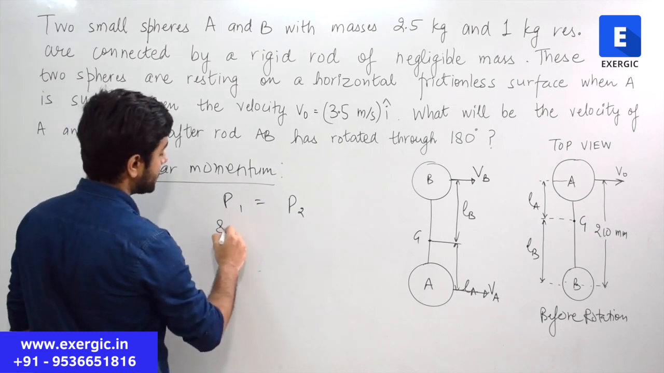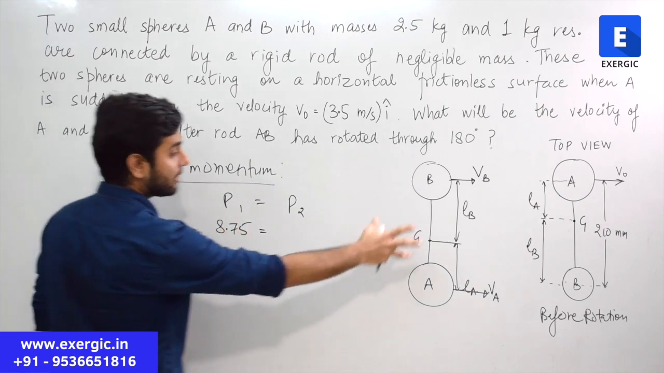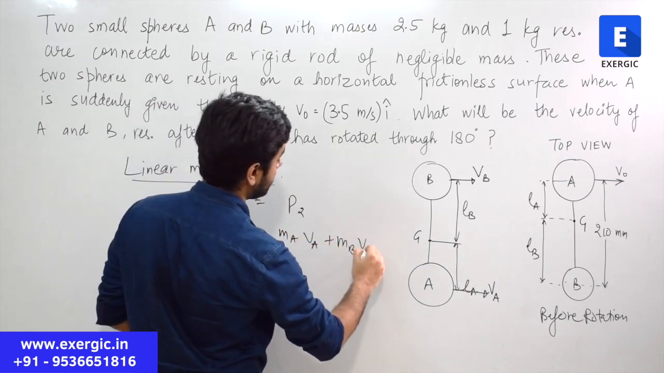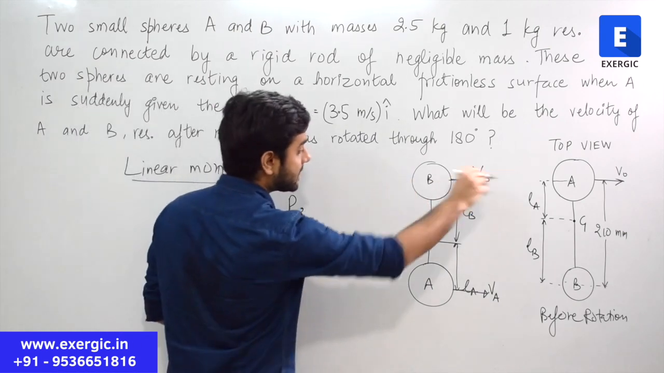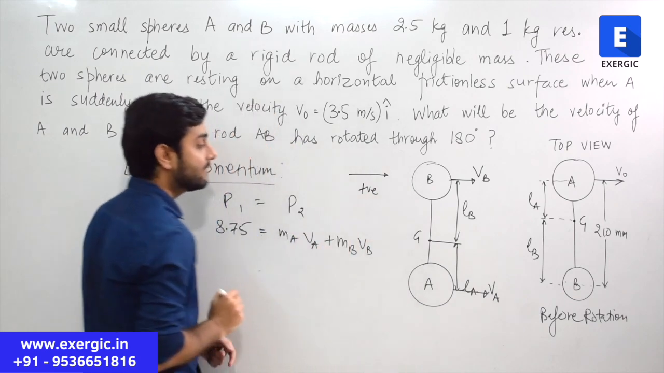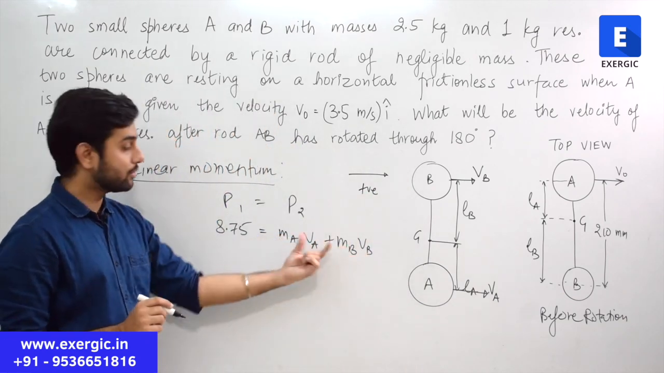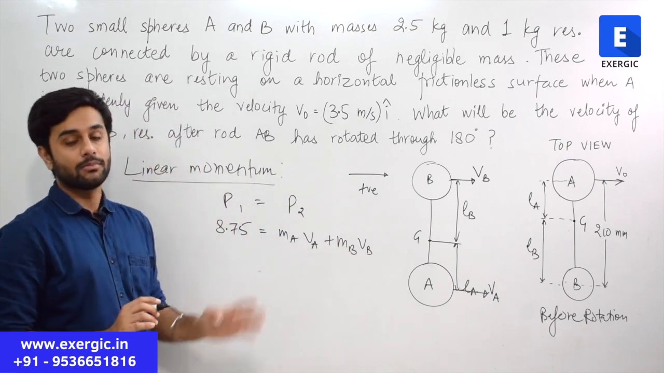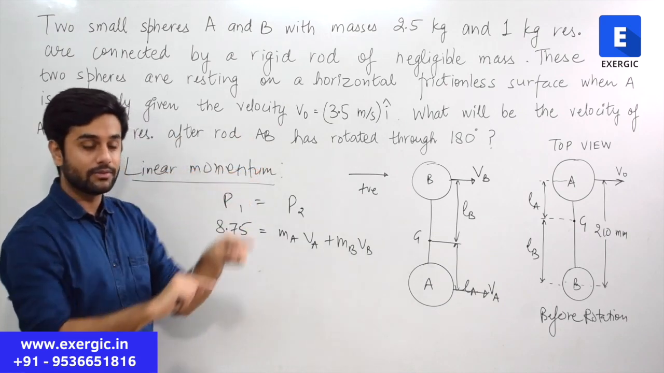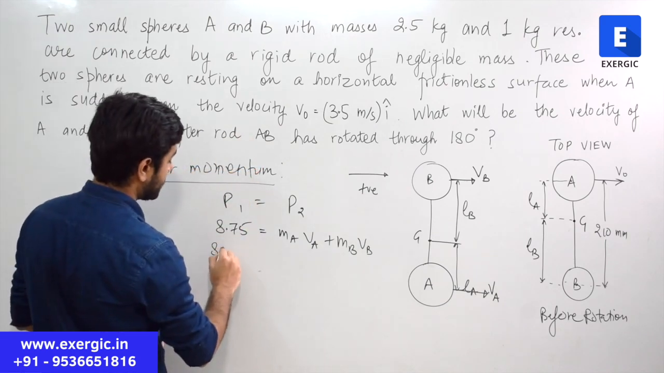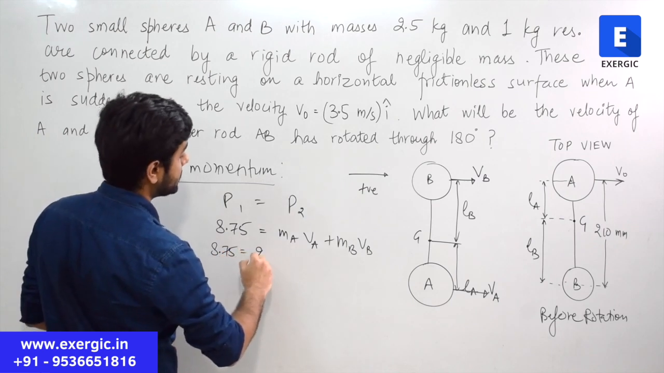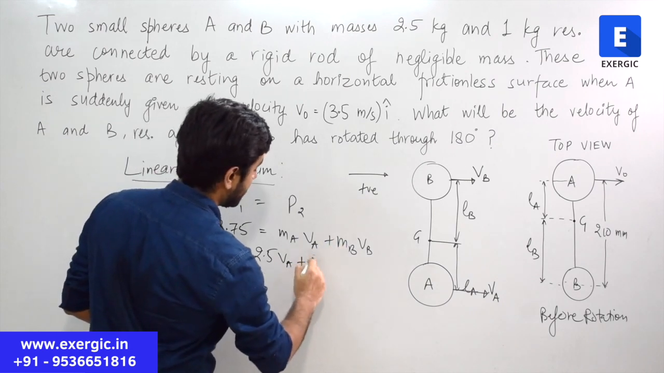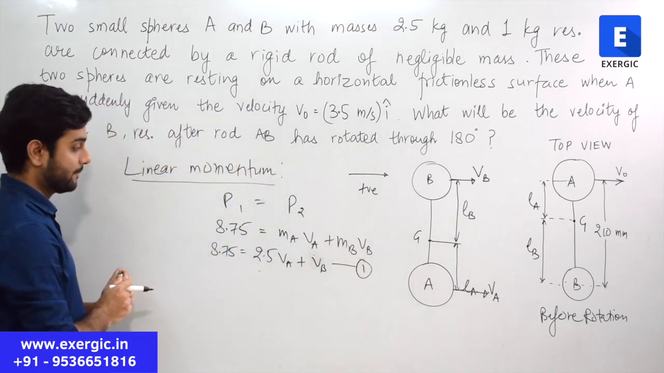as final one. Initial is 8.75, final one for this case will be MA VA plus MB VB. Since both of them we have considered in the same direction, and this direction we are taking as positive, both of them will be positive, right? Both VA and VB are positive, otherwise there would have been a negative sign somewhere, but both of them are acting in the same direction, in the positive. So this is the first equation. You can actually write the values of MA, which is 2.5 VA plus 1 VB. So directly VB you can write. This is your first equation.